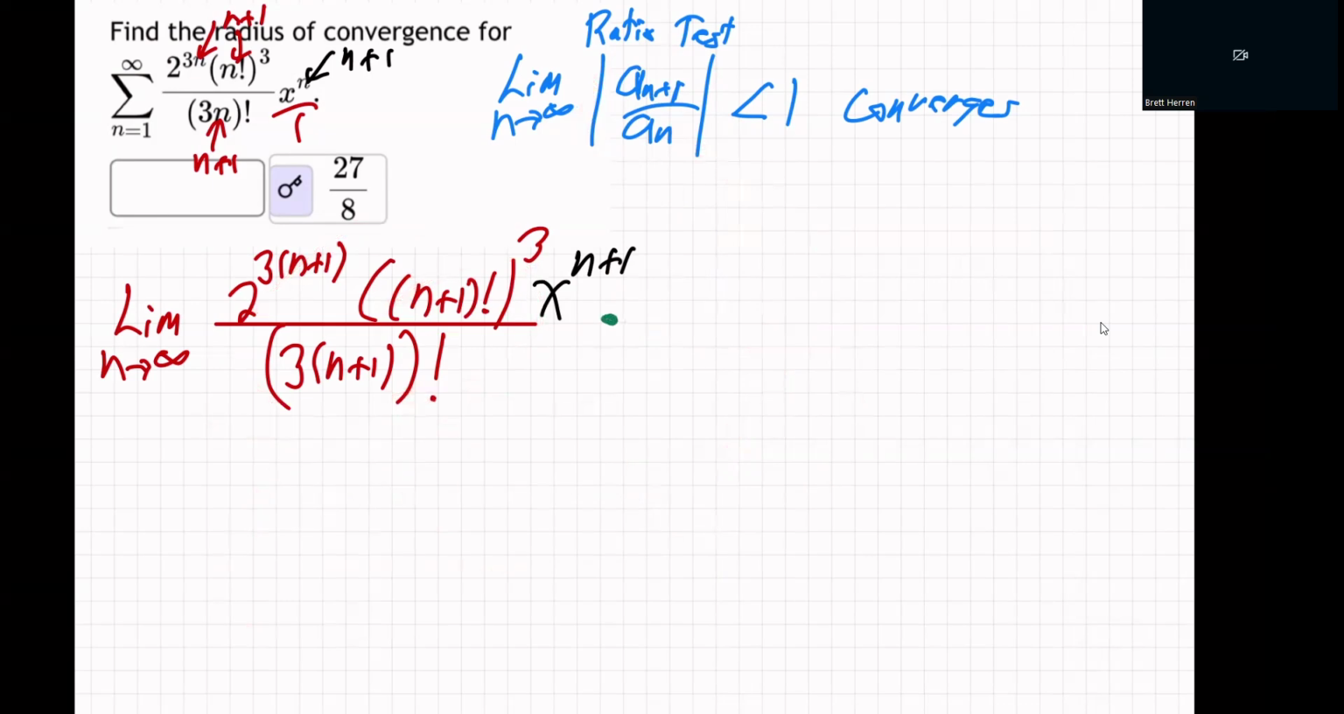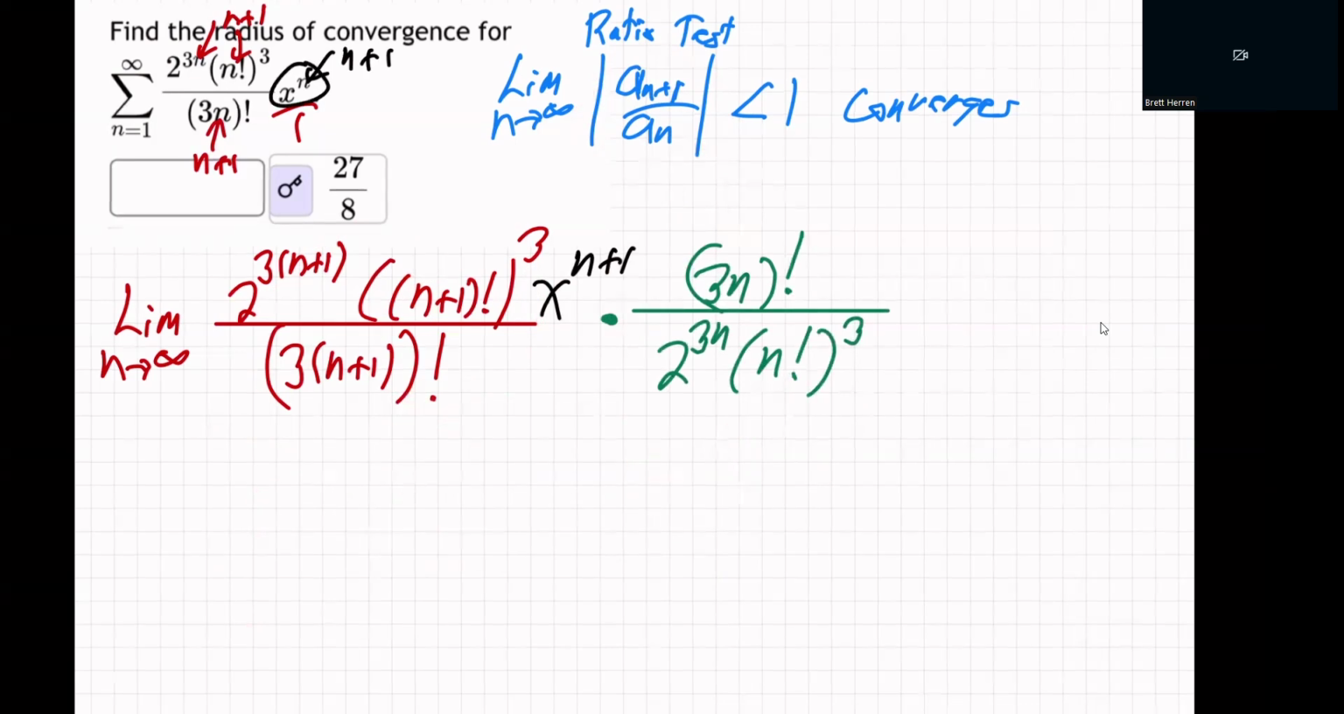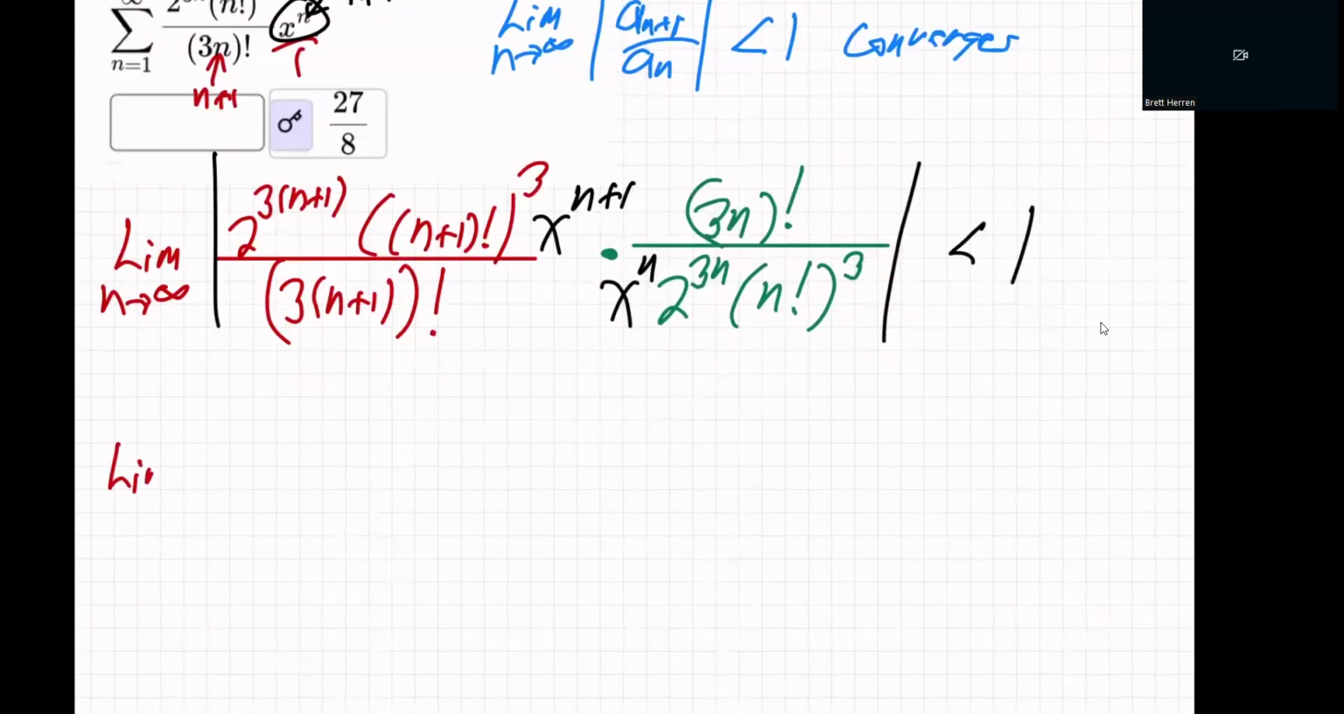So times, we'll do the other one. And what's the other one? Upside down. So 3n factorial over 2 to the 3n and n factorial to the third. And the x to the n is on the top, but when we flip it down, it'll be on the bottom. Okay. I want to know where the absolute value of that comes out less than 1. Those are the places where it'll converge. Okay, so let's jump down here.